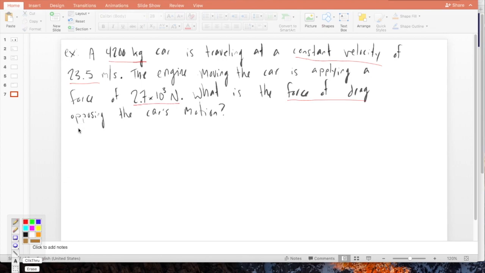We're going to do what we always do here. We're going to model our scenario. So here's my dot representing my car. I now want to draw all forces acting on it. So the first force that we may want to draw would be the force of gravity pulling it down. I might be tempted to go ahead and calculate that, but I'm not sure if I need to, so I'll just hold off on that.